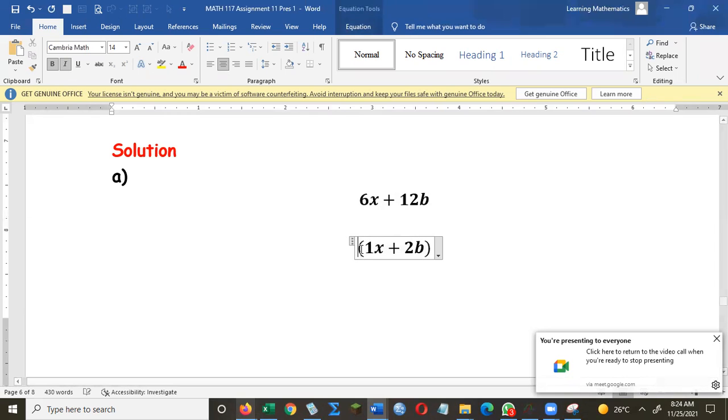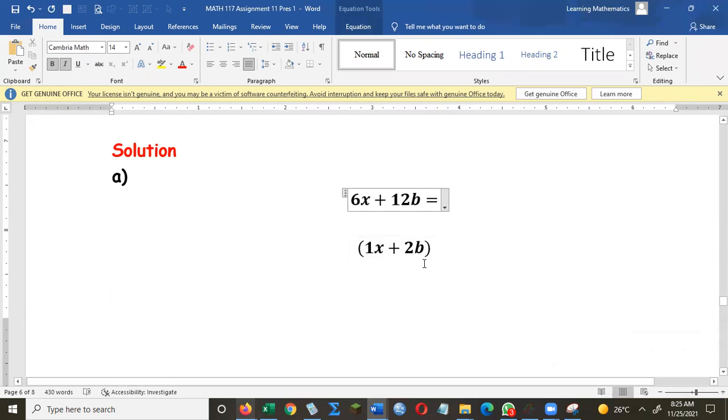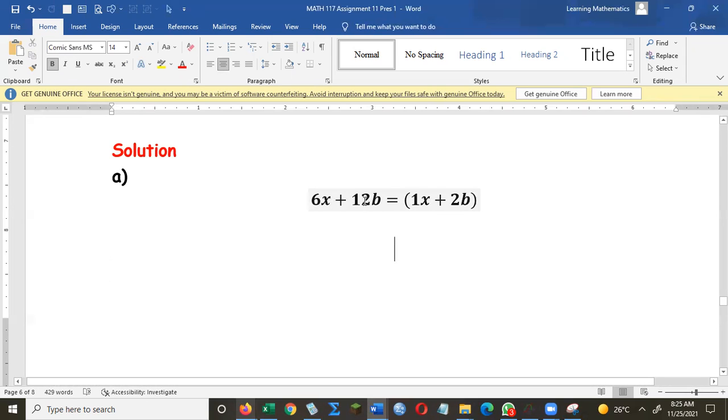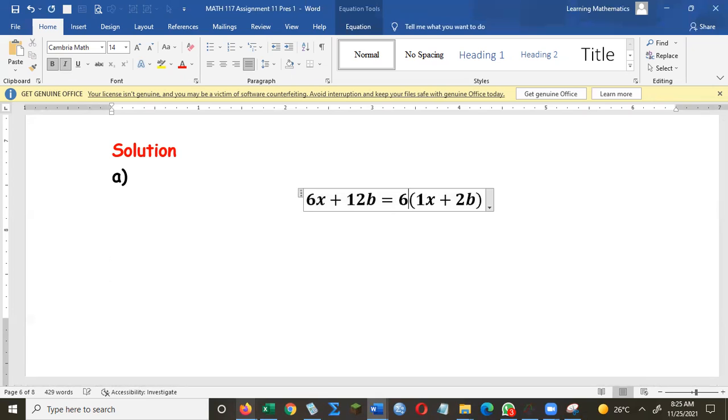If we take out the 6, then we will not be able to get back to 6x plus 12b. We will not be able to say 6x plus 12b is equal to this. We cannot say that. This is not true. So a student was asking what the 6 is doing there. The 6 must be there because we cannot say 6x plus 12b is equal to 1x plus 2b. This and that are not the same. The 6 has to be there because it's the highest common factor. Okay, someone say a quick example before we move on.